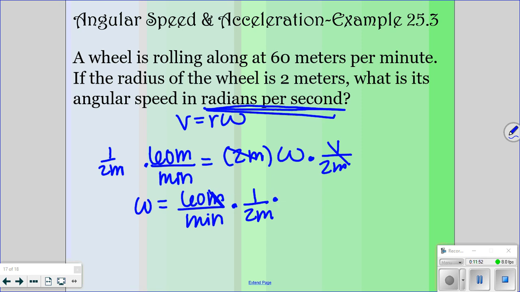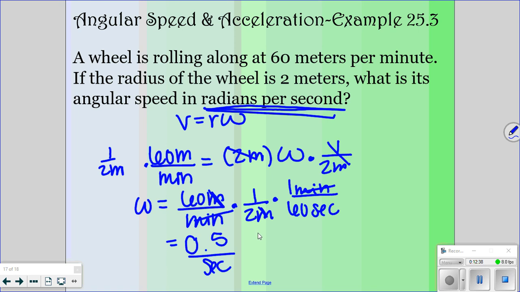So if you notice, these meters are going to cancel out. And now we have it in minutes, and we need to convert it into seconds. So 1 minute is 60 seconds. And so the minutes will cancel. And so if you look, we've got 60 and 60, and then a 2 in the denominator. And so if you multiply and divide, you'll actually end up with 1/2 or 0.5. And we only have per second. We don't have any other unit here.